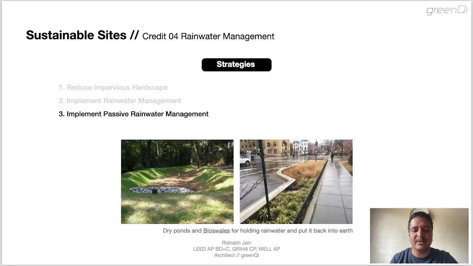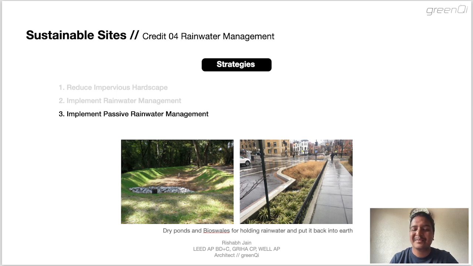The third strategy is to implement passive rainwater management. A passive rainwater management system redirects rainwater to planted areas where it is allowed to saturate the soil. Redirecting rainwater into areas that are specially designed to filter and drain the water back into the earth is fundamental to rainwater management.